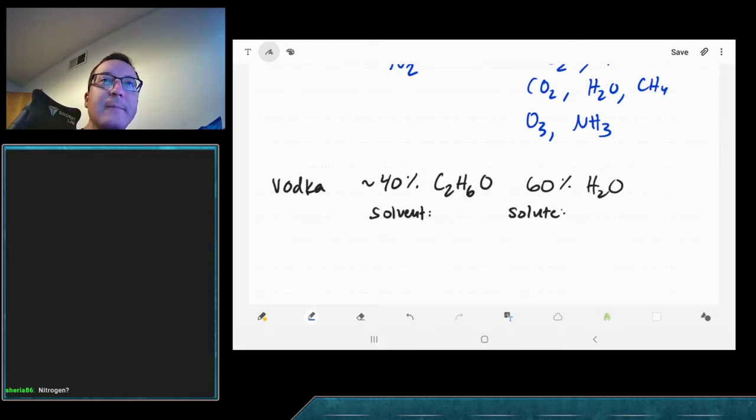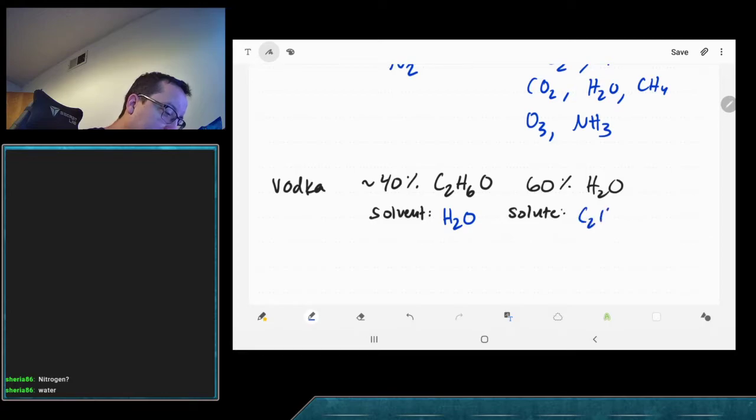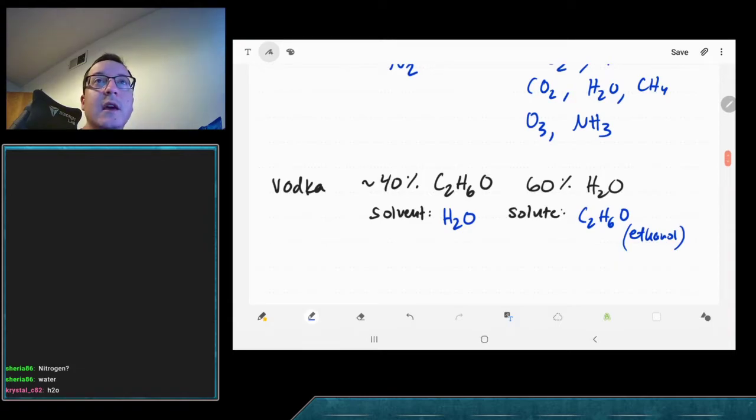What do we think, Sherry? Or other people? Yeah, it's going to be water, right? And so our solute would be the ethanol in there. Yeah, exactly. So, hopefully not too bad.